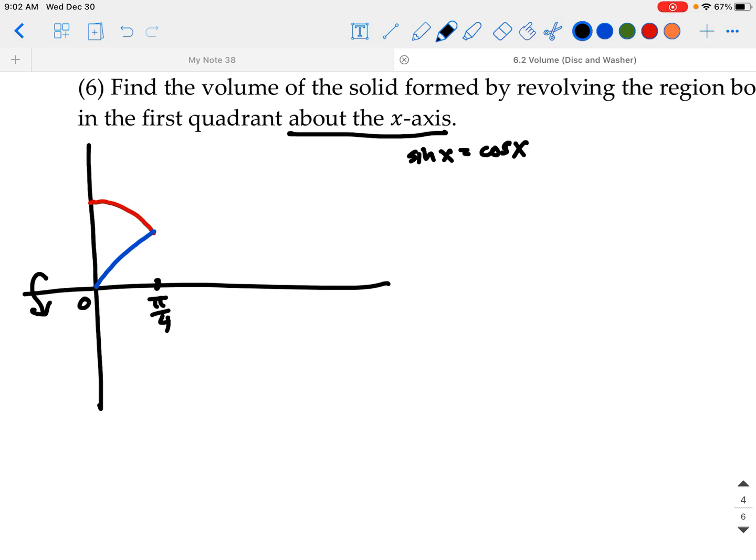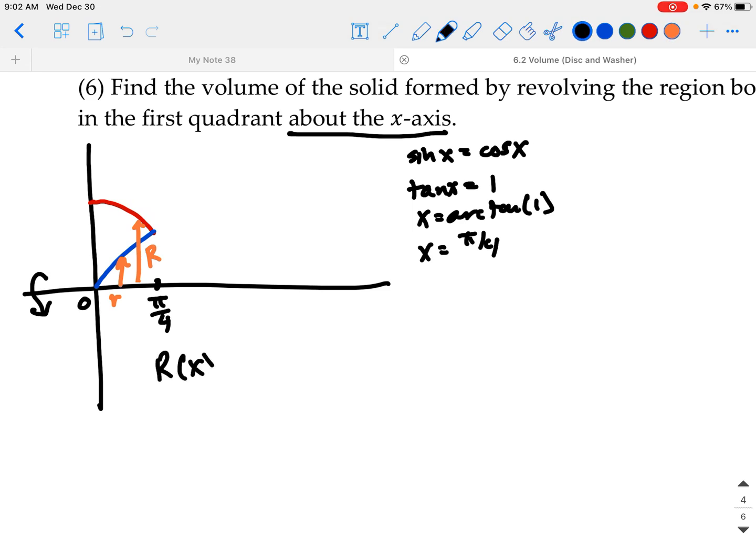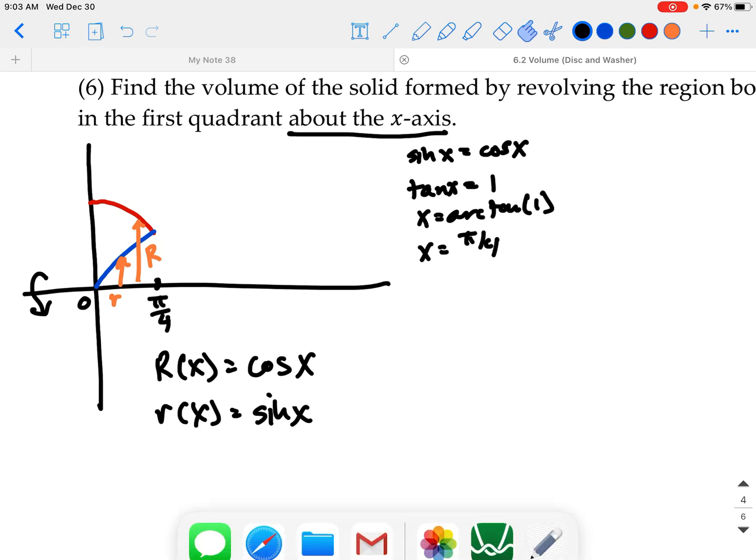However, if you don't recognize that, we could solve this pretty quickly by dividing both sides by cosine. So tan x equals 1. So tangent x is equal to 1 when x equals arctan of 1. In the first quadrant, of course, that first value will be pi over 4. So a little bit of trig that you might have to do here. And then for our regions, we can just draw our radii. So we've got little r and capital R there. So capital R is going to be cosine, and little r is just going to be sine.